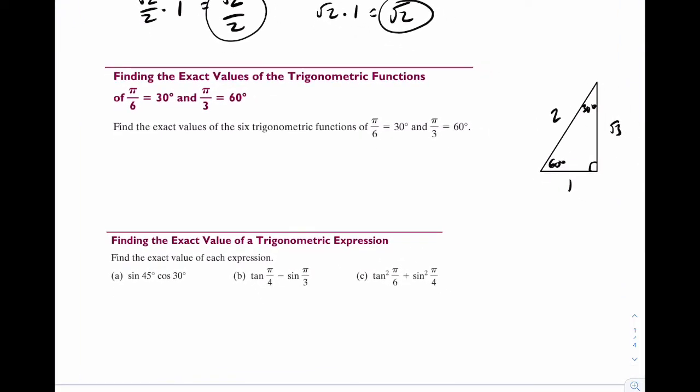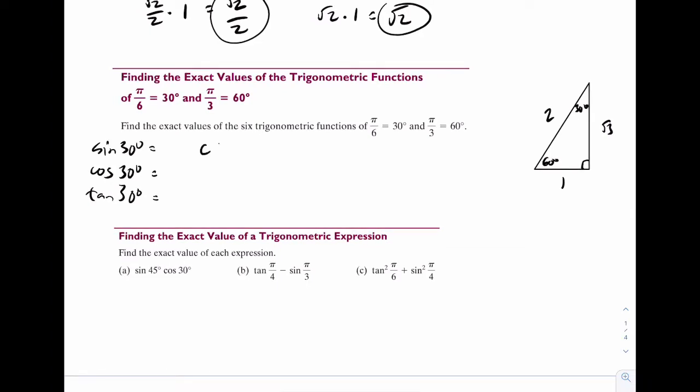And now let's fill everything in. Let's start with 30. So I'm going to write sine 30, cosine 30, tan 30, cosecant 30, secant 30, and cotan 30.